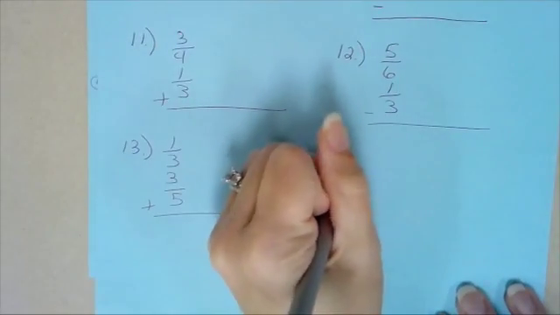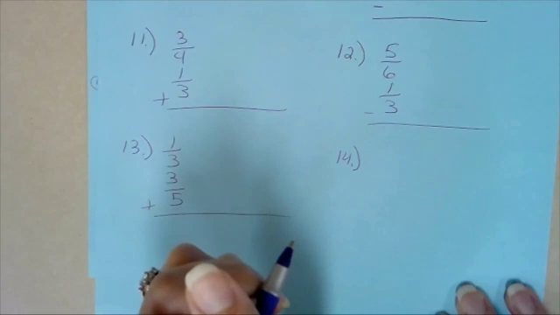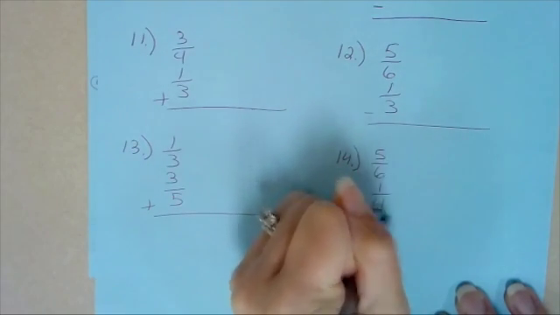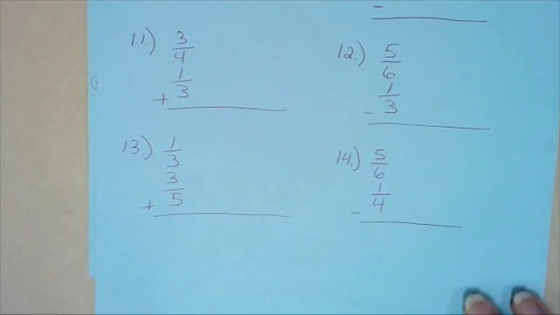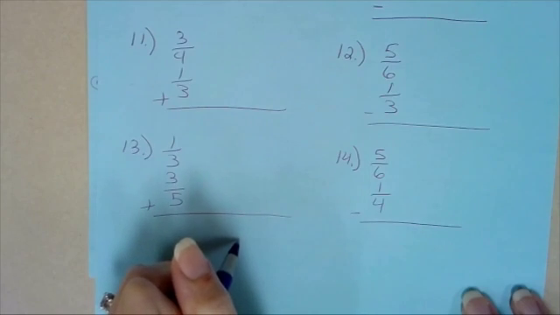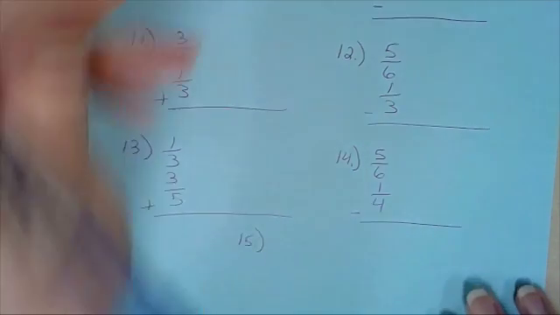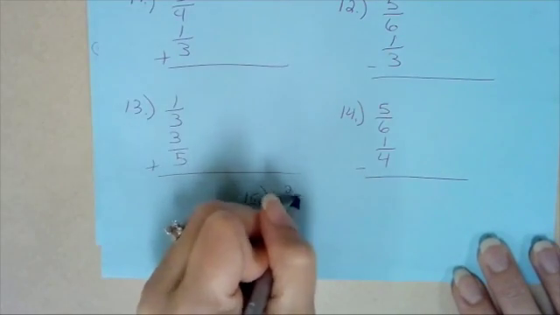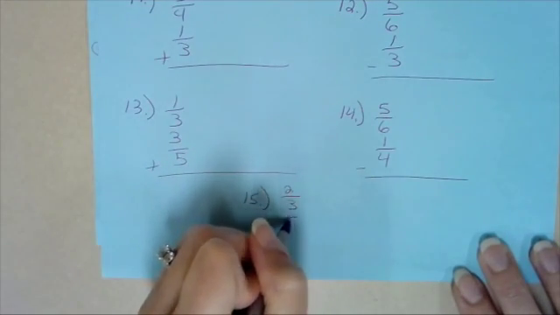Number 14 is going to be 5/6 minus 1/4. And number 15 is going to be 2/3 plus 5/6.